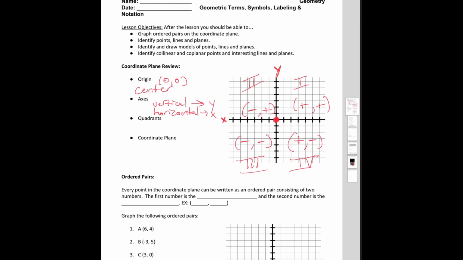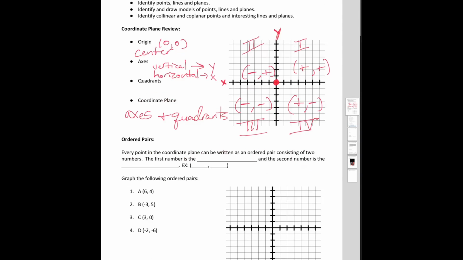So that's the basics of our coordinate plane. And the coordinate plane is really just the combination of the axes and our quadrants. That's what makes up those infinite amounts of points. Remember, it can go on forever in the y direction, negative and positive, and the x direction, negative and positive. So some of you may be familiar with that, but it's good to brush up on that always.